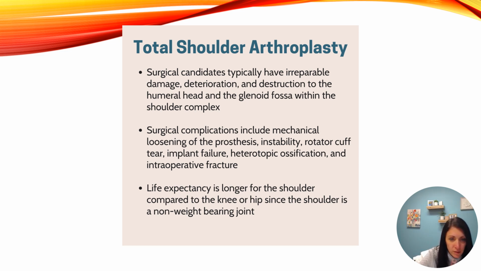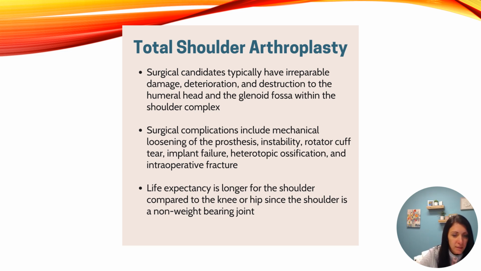Some other things too, they might have irreparable damage, deterioration, destruction of the humeral head and the glenoid fossa within the shoulder complex, a lot of times because of either trauma or arthritis. Surgical complications include mechanical loosening of the prosthesis, instability, rotator cuff tear, implant failure, heterotopic ossification, and intraoperative fracture. So make sure you look up what those look like, if you're not sure.